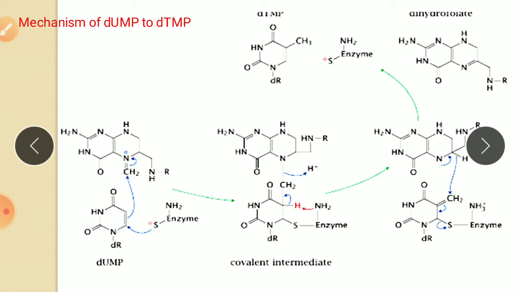So here there is a conversion of dUMP into dTMP, and a cofactor is required, tetrahydrofolate, which acts as a source of the CH3 group. So it is the normal reaction of how dUMP is converted into dTMP.